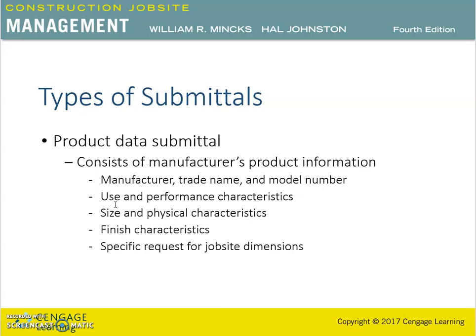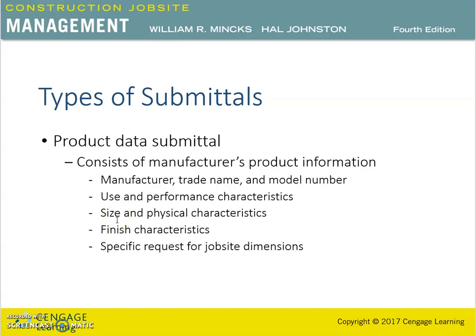The second item included in the product data submittal is the use and performance characteristics. Information should be furnished describing the normal use and expected performance of the product. Both the architect and the contractor should review this information to confirm that the product is appropriate for the intended use.